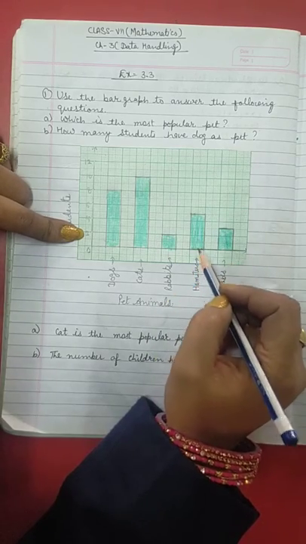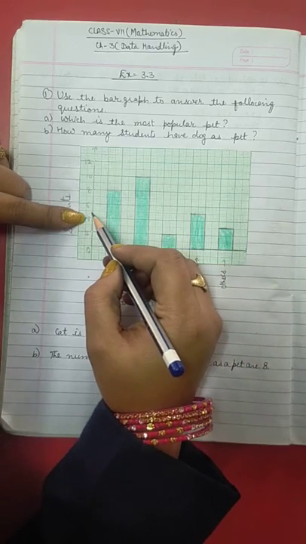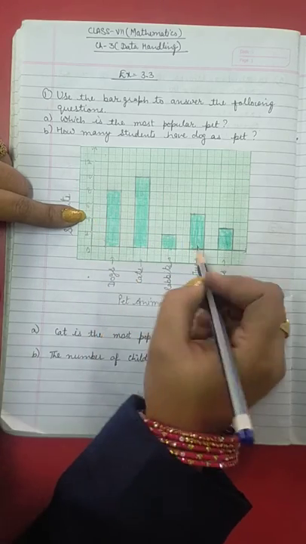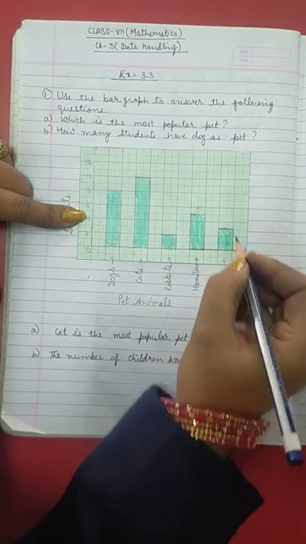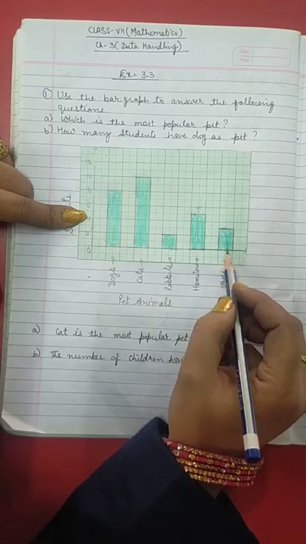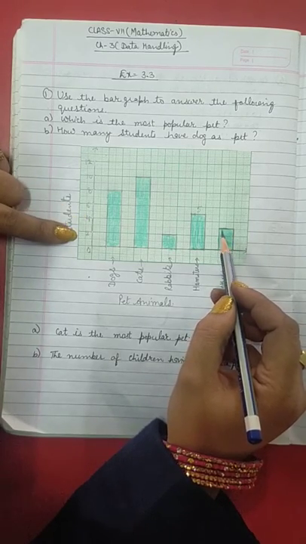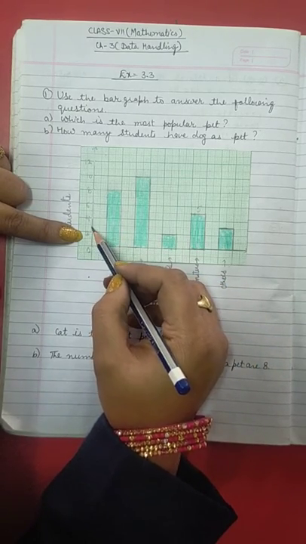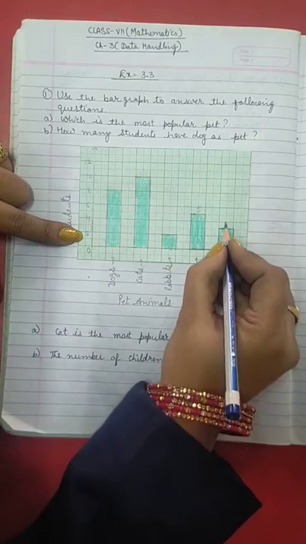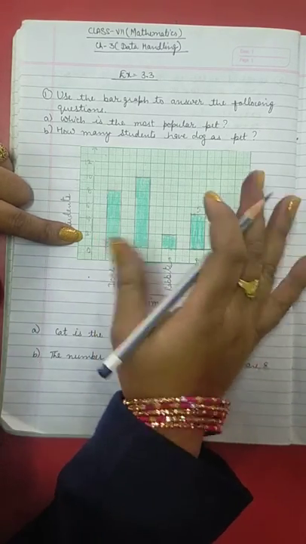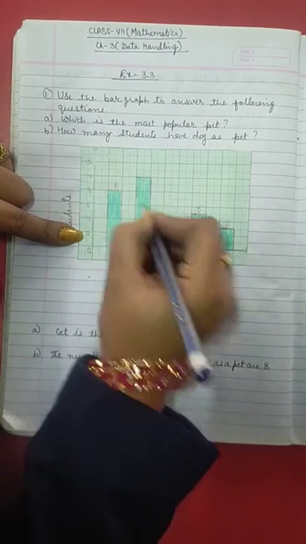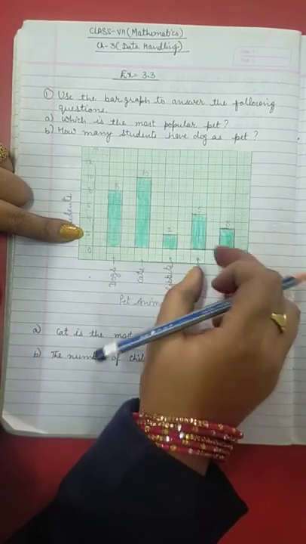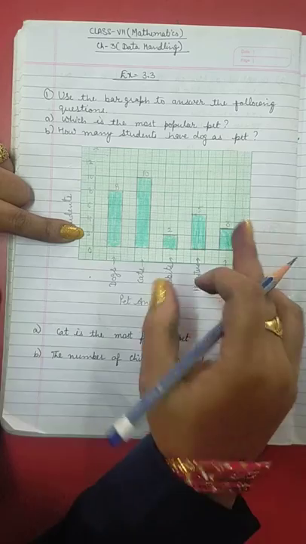Then the hamsters. You can see this line goes straight to a point between 4 and 5, so this will be 5. It means hamster is liked by 5 students. Then the other pets, and these pets are liked by how many students? Again we move to this line. It is between 2 and 4, so it is 3. It means others are liked by 3 students. So dogs are liked by 8 students, cats by 10 students, rabbits by 2 students, hamsters by 5 students, and others by 3 students.